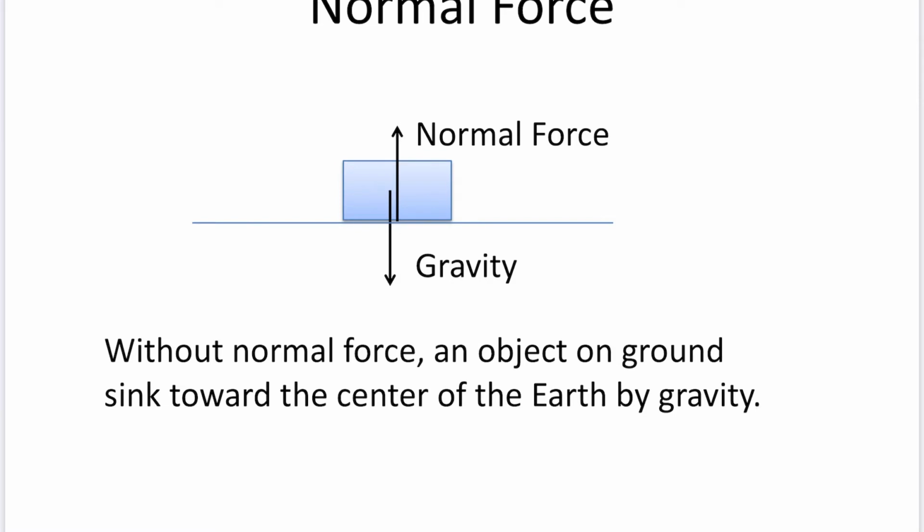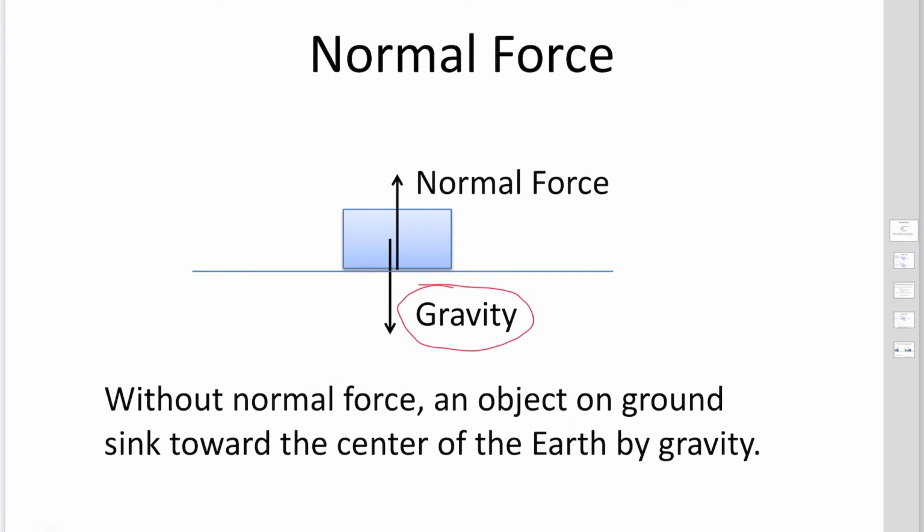Without the normal force, an object on the ground sinks toward the center of the earth because of the gravitational force acting on this object. A force directed opposite to gravity has to be acting on this object. This normal force is actually due to the intermolecular forces. To understand the intermolecular force, we need to study quantum physics. This force is based on Pauli's exclusion principle.